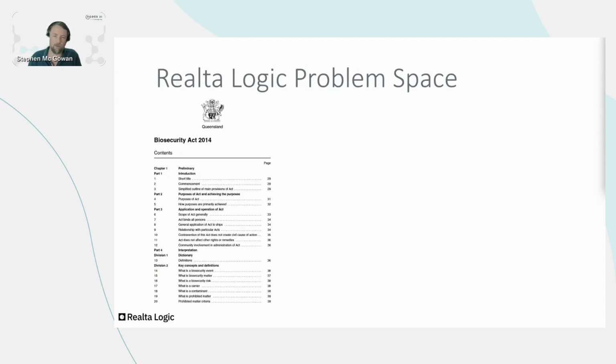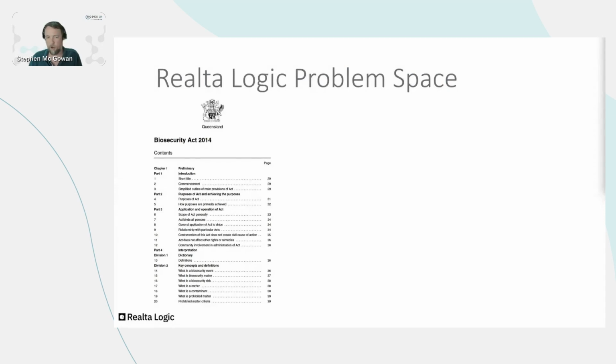So Rialto Logic's problem spaces, we deal with regulatory documents, whether that's acts of parliament, treaties, standards. Basically, while documents are normally referred to as unstructured information, our documents, while they are kind of unstructured and the structure varies quite wildly, there is some implied structure there. For instance, there's a table of contents for pretty much every document we ever deal with. We take a document like this, which is the Biosecurity Act for Queensland from 2014.